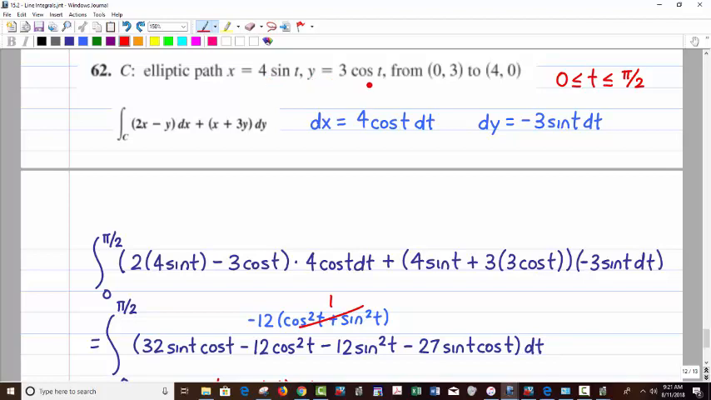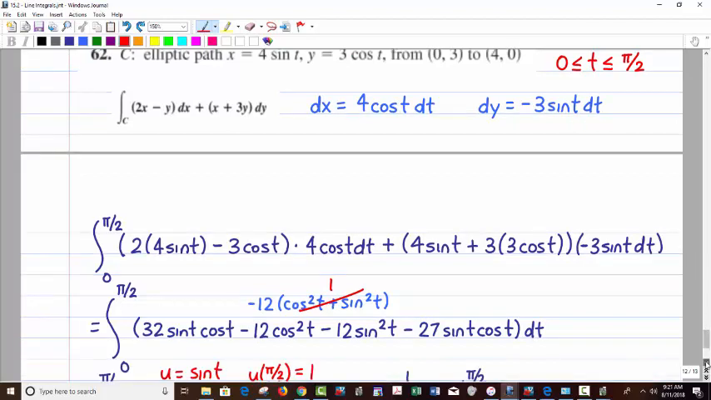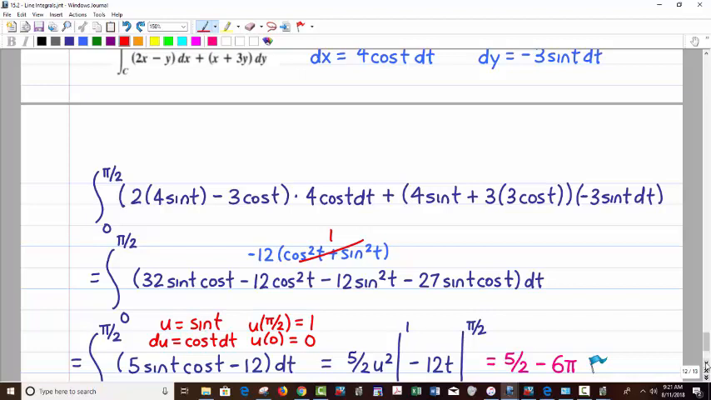So (4 sine t, 3 cos t), from (0, 3) to (4, 0). Well, you put in 0, that's going to get you (0, 3). Pi over 2 will get you (4, 0). So it's elliptic looking, but not too difficult to figure out. So the derivative of 4 sine t will be 4 cos t. The derivative of 3 cos t will be negative 3 sine t. Then we just kind of substitute. It gets a little messy here, but it's not too bad.